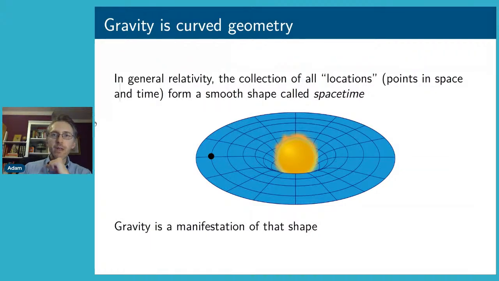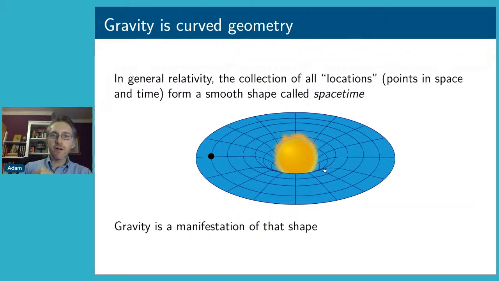So we can think of all the collections of points, all the locations, all the instants of time, everything, every little event in your life, every little event all around the universe forms a smooth shape called spacetime. So it's not space, it's not time, it's the collection of all the possible events in the history of the universe. And gravity is a manifestation of the shape of spacetime.